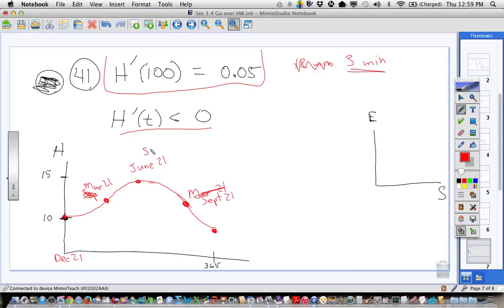These are called the summer and winter solstice. What does that word mean? Sol is sun. This comes from when the sun stands still. When the sun stands still. Now think about slope. What's the slope right here?